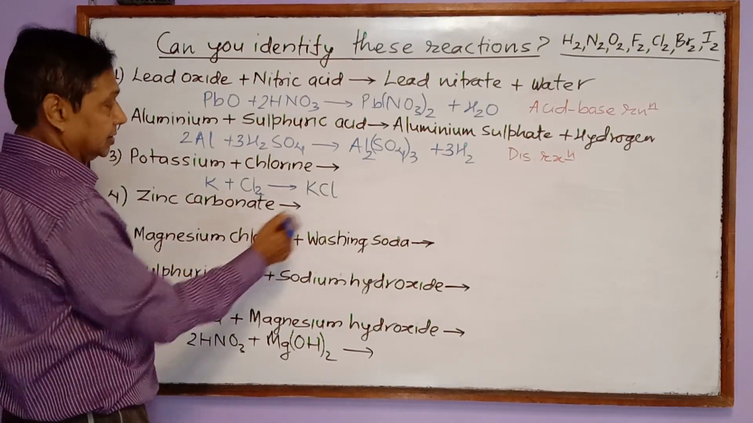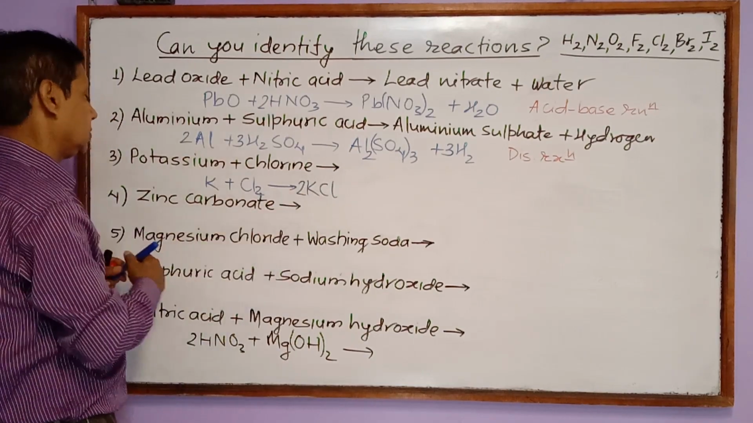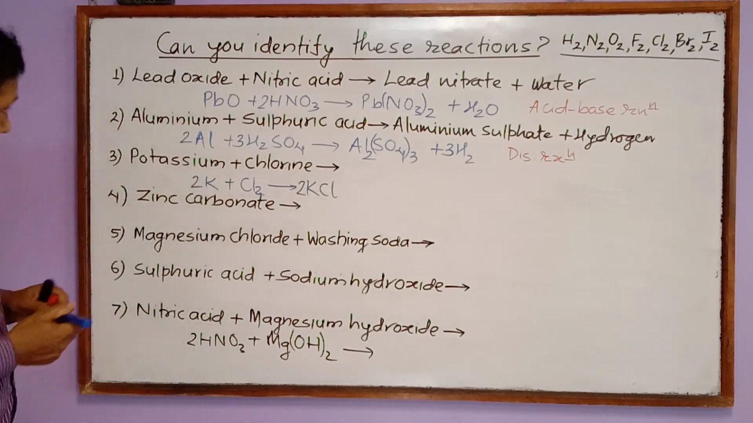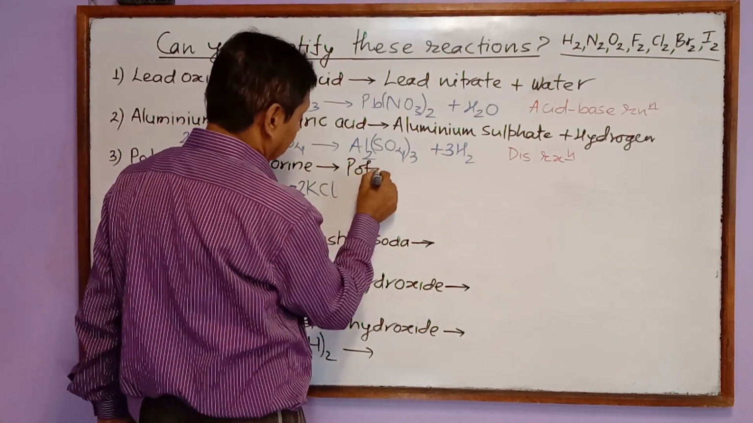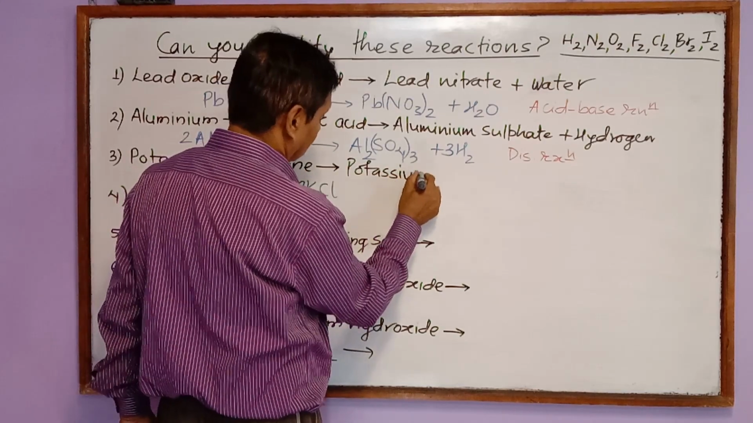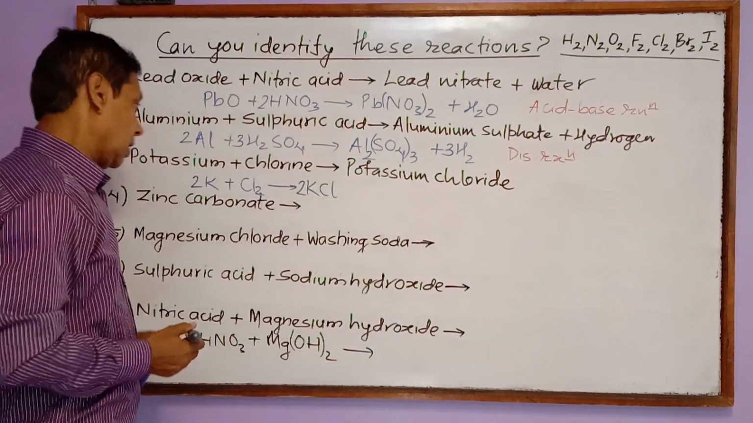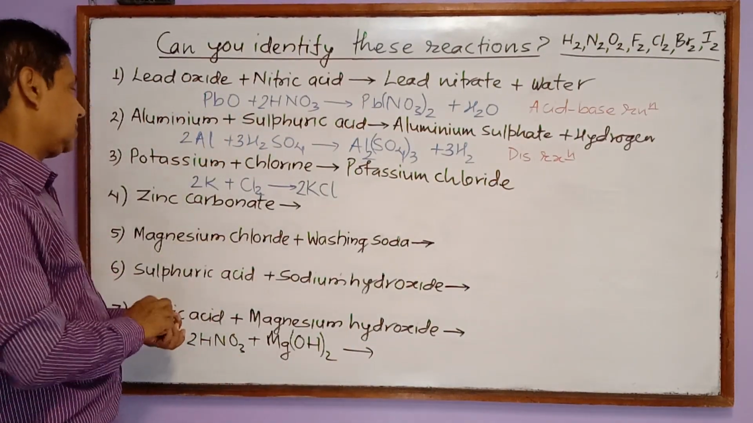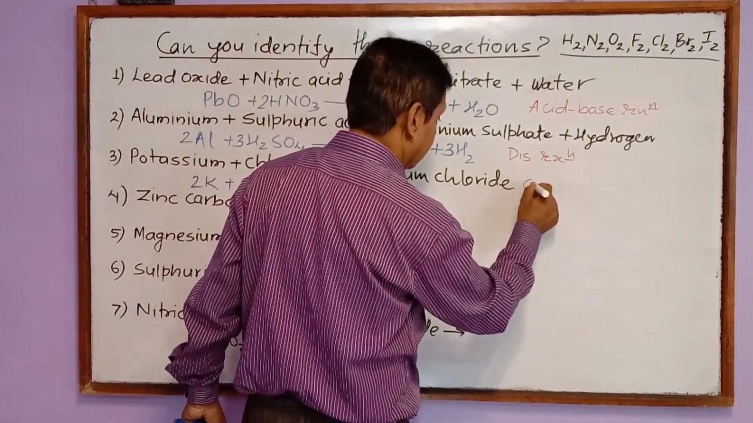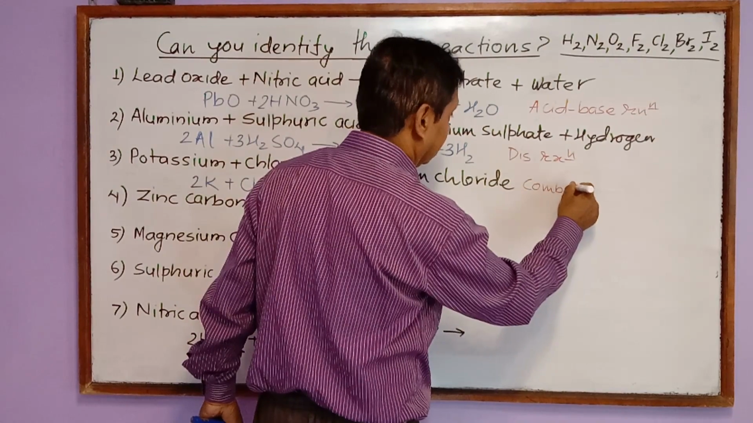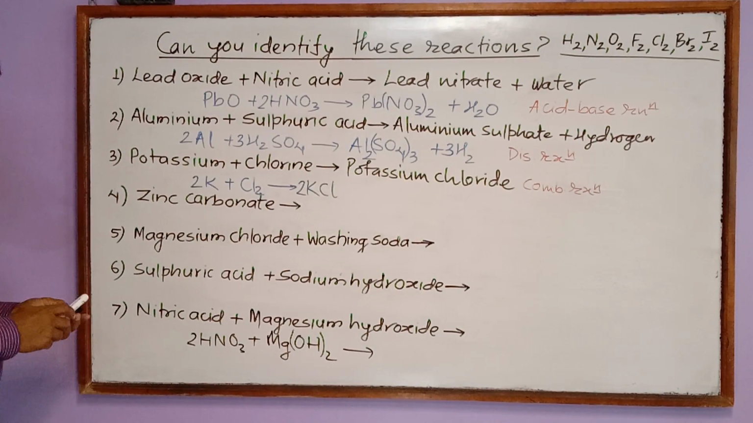Now, I want to balance this. Chlorine 1, chlorine 2. If we take 2 here, chlorine is balanced. Potassium 2, if we take 2 here, okay. Now, what is the product? This is potassium chloride. Now, what type of reaction is this? Two elements combine to form a single compound. This is a combination reaction. Very simple.